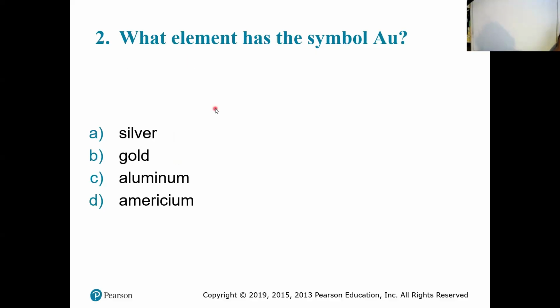Next question, what element has a symbol AU? AU is one of the elements that are a little on the weird side in terms of their symbol because it doesn't quite match up to its English name, right? So AU, that's going to stand for aurum, A-U-R, aurum, and that is our symbol for gold.